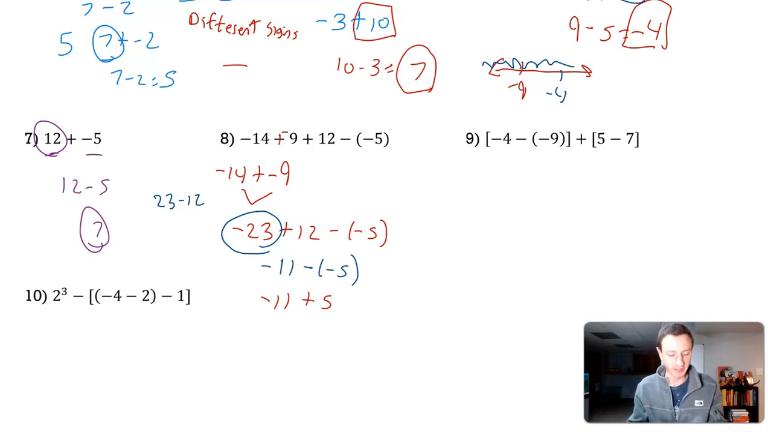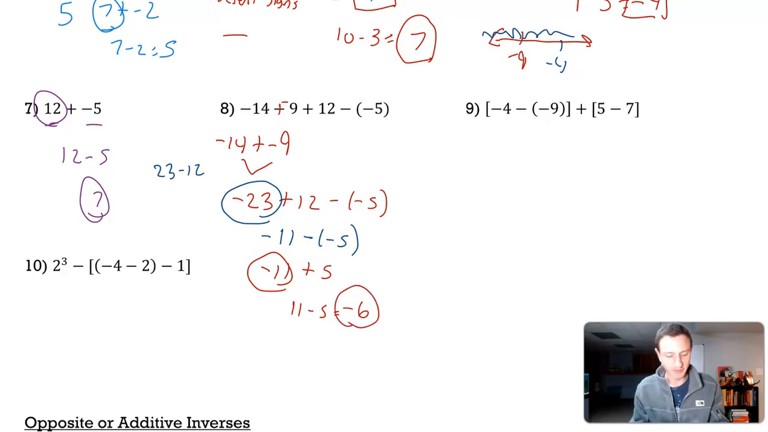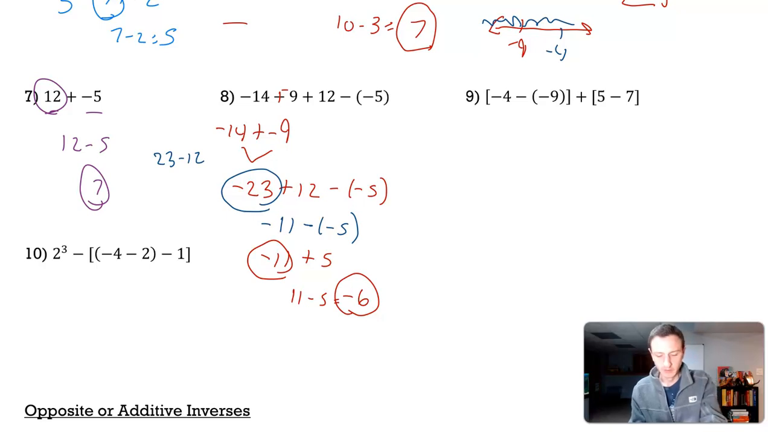Now we have different signs again. We have a negative and a 5. So I do 11 minus 5, which is 6. The bigger number was negative, so negative 6. A lot happening there.